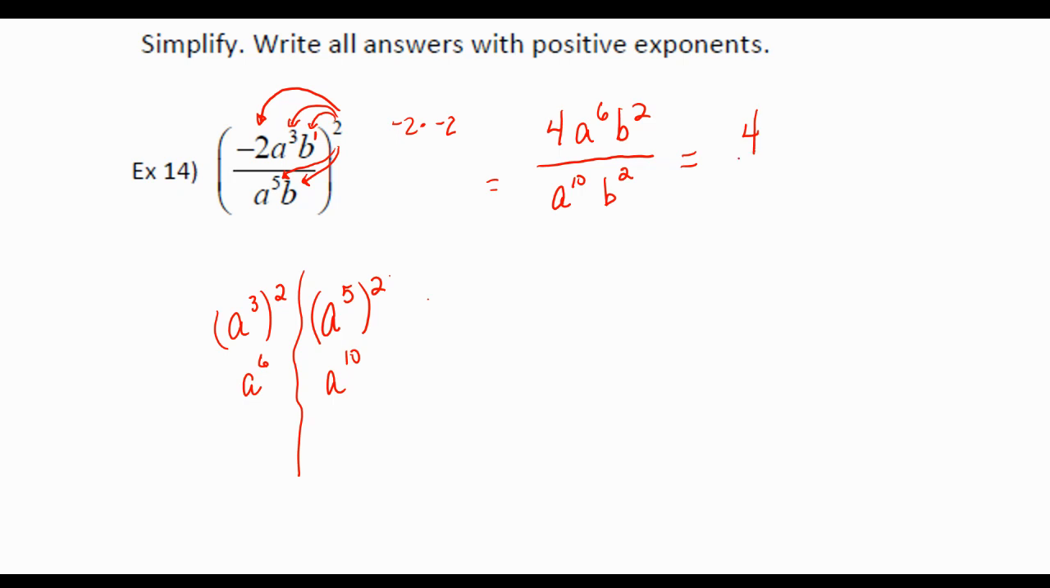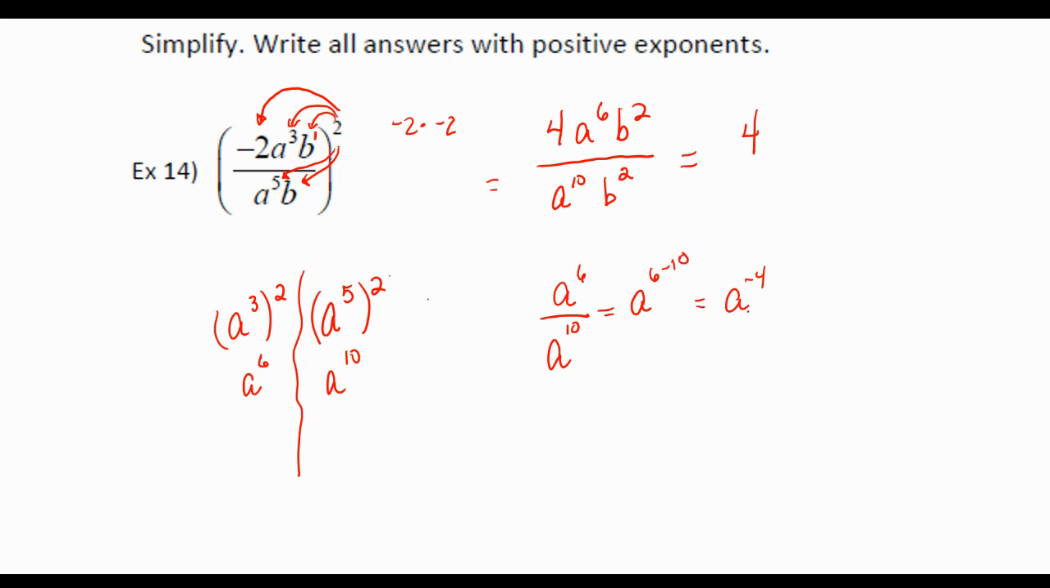So the 4 stays put. Okay, so a to the 6th over a to the 10th. What is the rule for that particular piece? So you write it once, and you subtract. So what is 6 minus 10? 6 take away 10 would give you a to the negative 4.